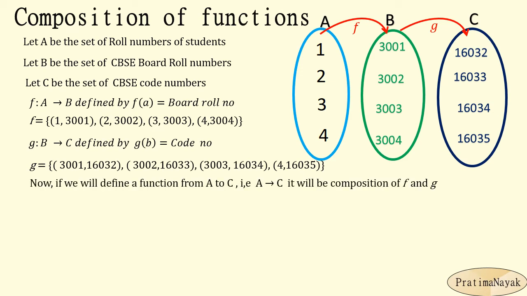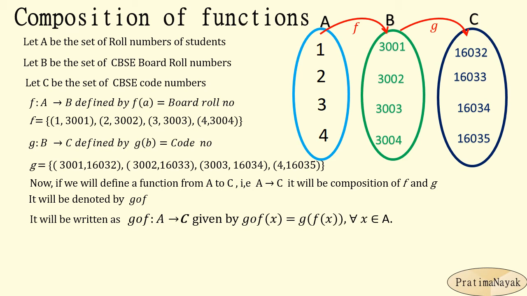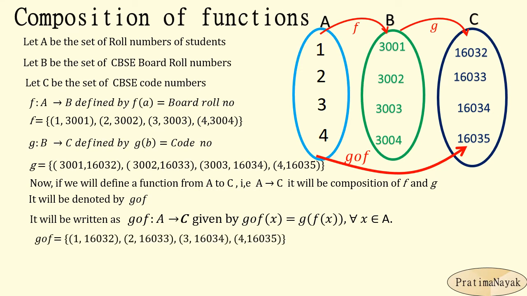Now the composition function. We will define a function from A to C which will be the composition of F and G. It will be denoted by G o F. It is read as G of F. It will be written as G o F defined from A to C given by (G o F)(x) is equal to G(F(x)) for all x belonging to the first set A. So the ordered pairs of G o F are: 1 will be associated with 32, 2 will be 33, 3 will be 34 and 4 will be 35. I hope you understood.